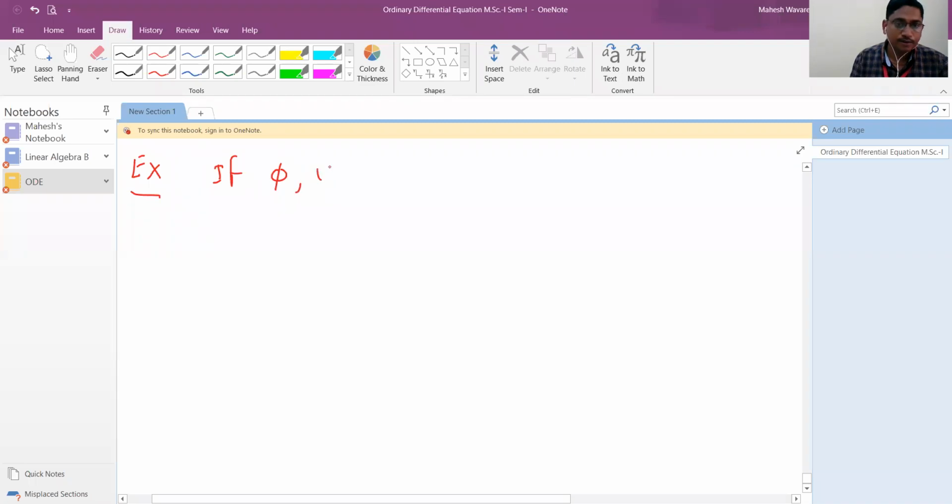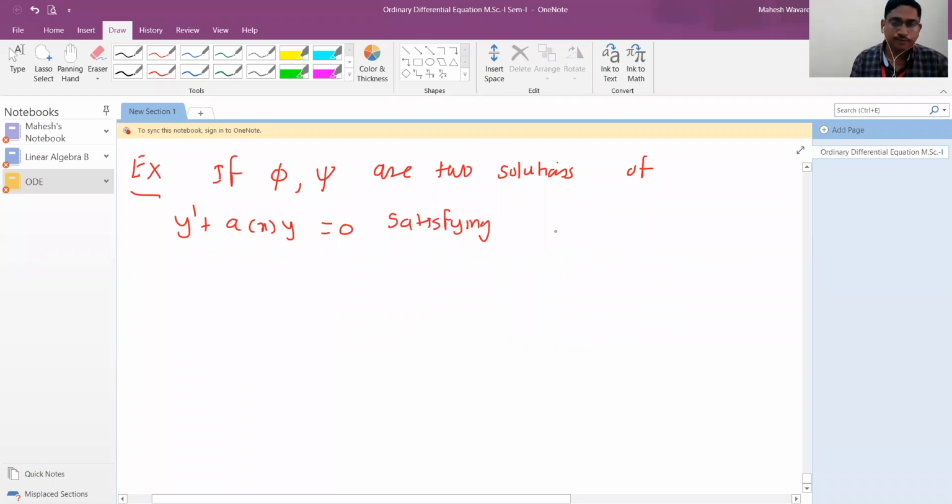If phi and psi are two solutions of y dash plus a of x into y equal to 0, satisfying phi of x naught is equal to psi of x naught for some x naught in I. Okay, I have to write the earlier example. Okay, third part. We'll solve it.